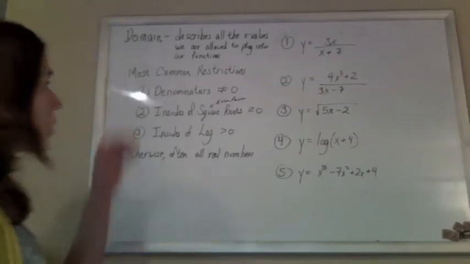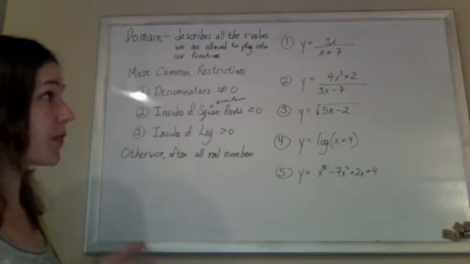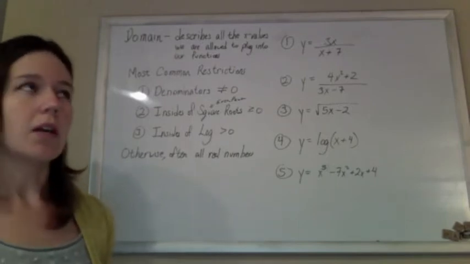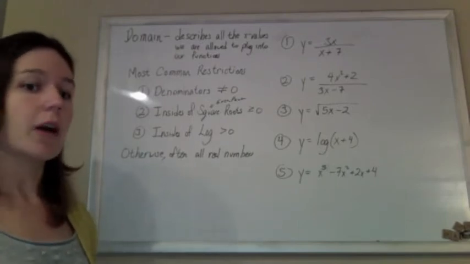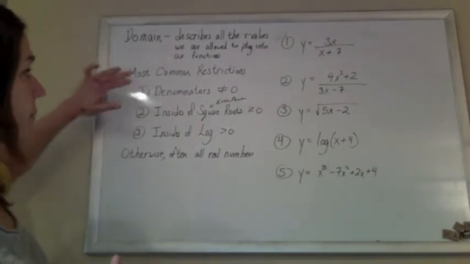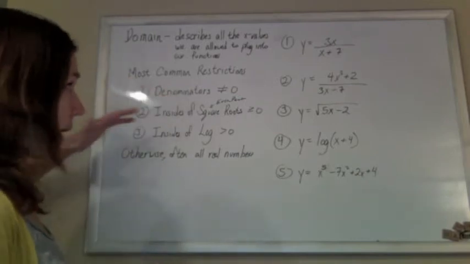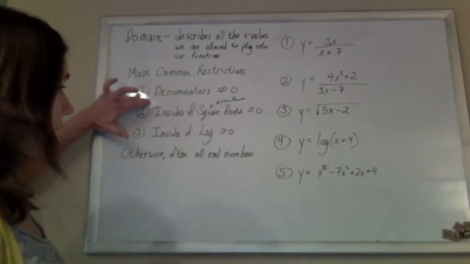Okay, so the domain describes all the values of x we're allowed to plug into our function, to which you might be saying, well, why can't I plug in whatever I want, right? But there are a few common restrictions, right? We know that the denominators can't be 0. It's very bad to divide by 0, so we try to avoid that.